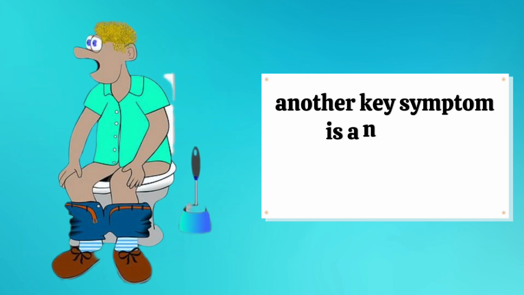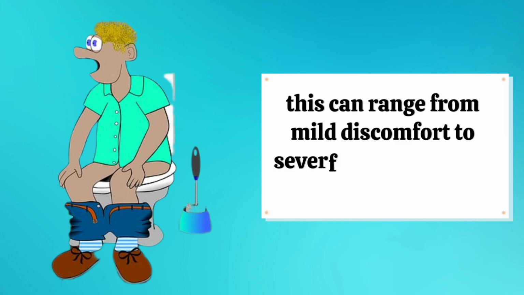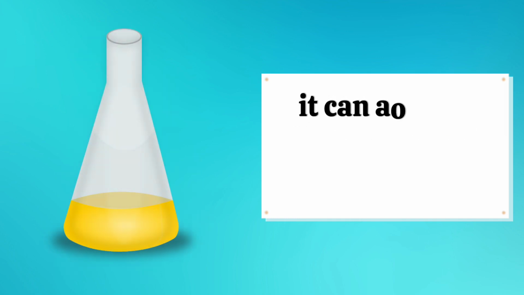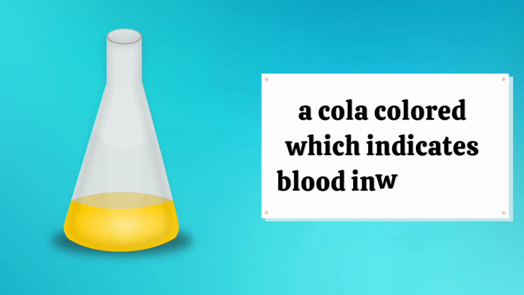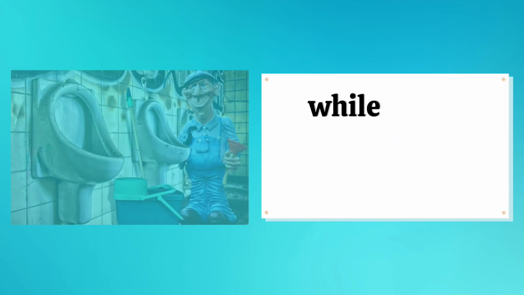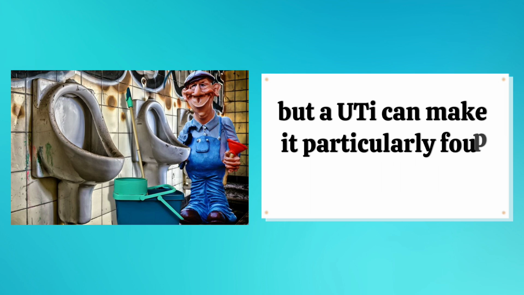Another key symptom is a burning sensation when you urinate. This can range from mild discomfort to a severe burning feeling. Your urine might also look different. It can appear cloudy, red, bright pink, or cola colored, which indicates blood in the urine. You might also notice a strong, unpleasant smell. While urine normally has a slight odor, a UTI can make it particularly foul smelling.